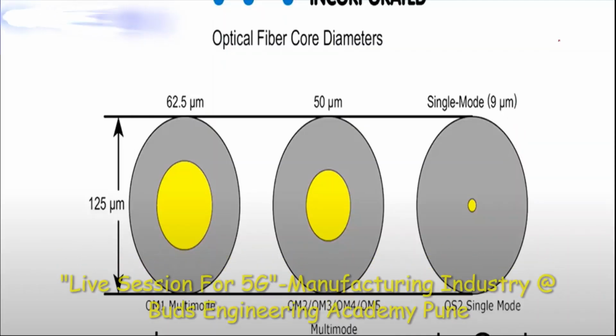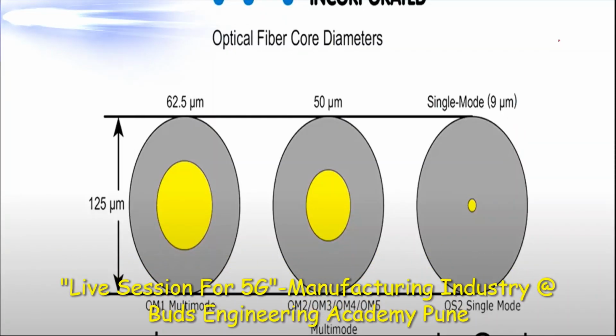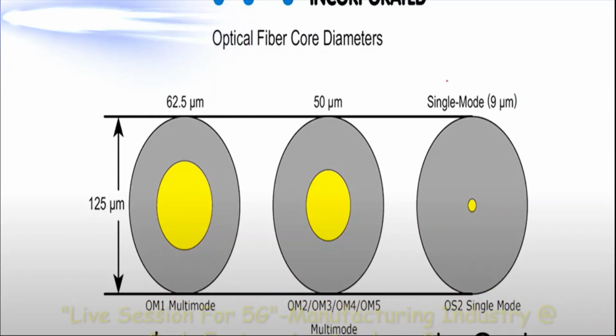Over here, the nomenclature we see in this drawing: OM1 multi-mode, OM2, OM3, OM4, and then there are two single mode. So what does this nomenclature OM1 and OM2 stand for? How is it named?